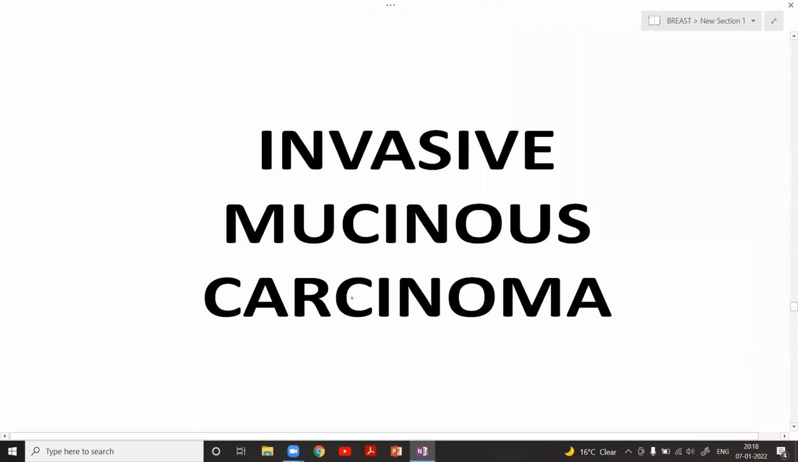Now comes the invasive mucinous carcinoma. Now remember, why am I teaching you the special types? Because in your exam, the teachers are fond of keeping the special types. These are not as common as you will think. They are very less common, and that is why when they get one, they use it in your exams.